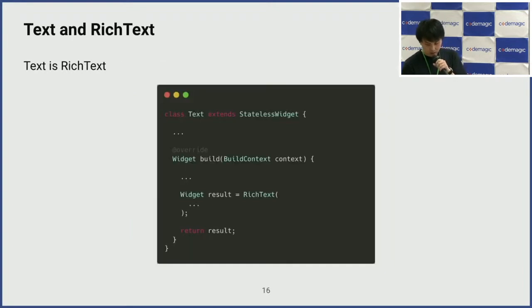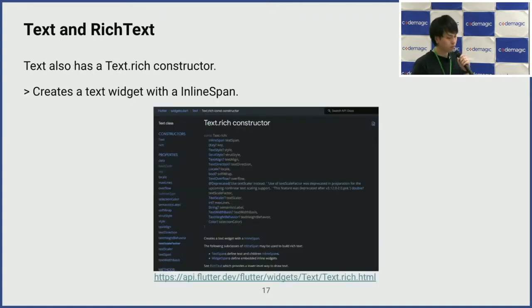Let's look at the source code in the Flutter SDK to see how Text is implemented. This is a partial code summary, but you can see that the build method of the Text widget returns a RichText. From this, we can see that Text is RichText, and the Text widget is a RichText wrapper that makes RichText simple to use. We now know that the Text widget and the RichText widget are not completely different widgets.